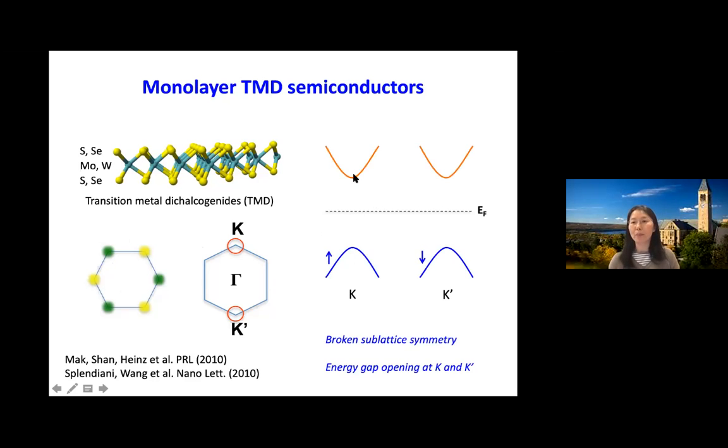So the energy gap is on the order of 1 to 2 eV. It has very strong spin orbit coupling. So each band is spin polarized. And it doesn't break time reversal symmetry. So when you go from K to K prime, which is minus K, the spin also flips. So this is so-called spin valley locking. And it leads to some very interesting optical selection rules, which I will talk about a little bit later.